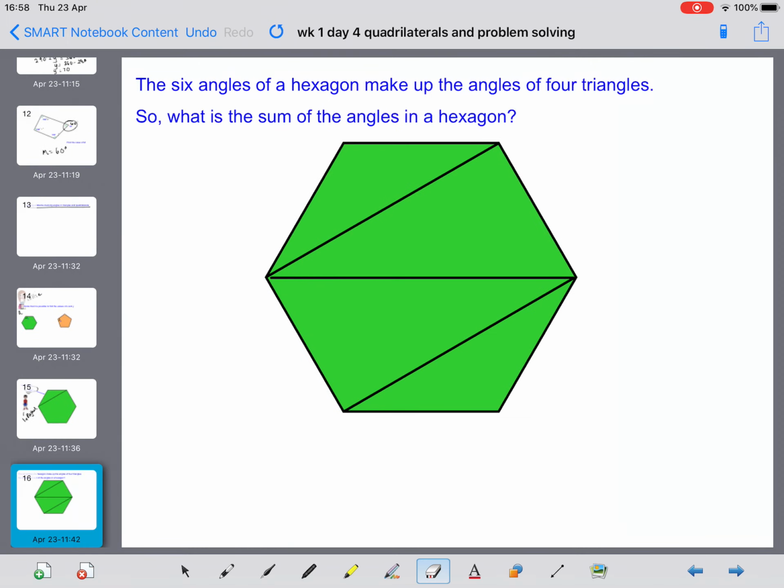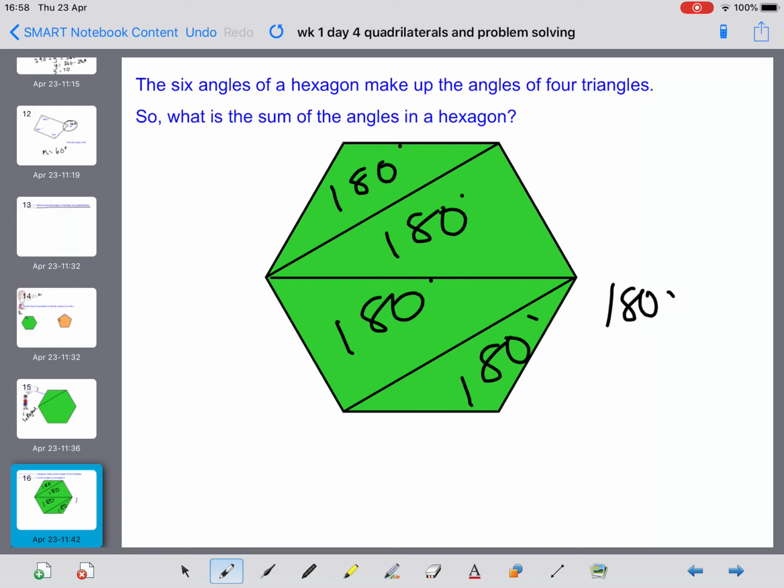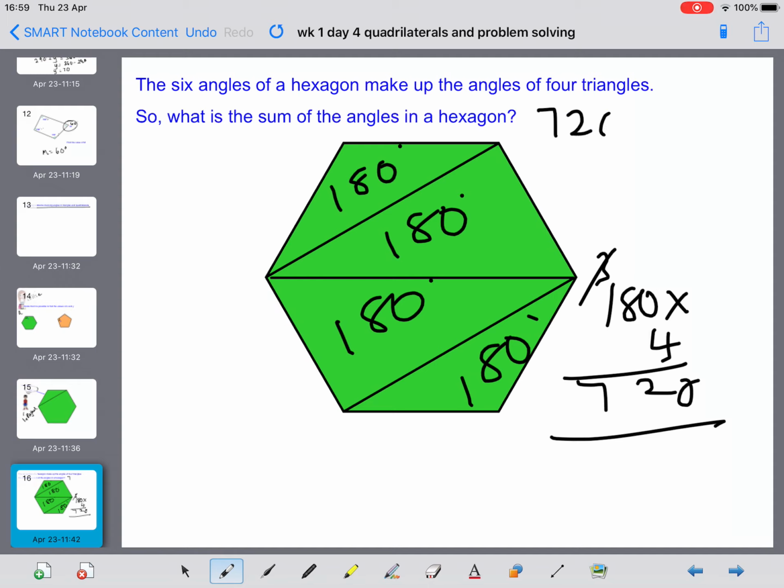Okay, so hopefully you had something like this. It may be slightly different, but something like this. So we've got 1 here, 2, 3, 4 triangles out of that hexagon, and each of those triangles is 180 degrees. So what is the sum of the angles in a hexagon? See if you can work it out. Okay, you should have done 180 times 4. So the sum of the angles of a hexagon is 720 degrees.